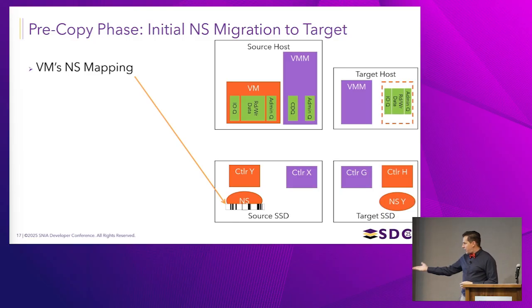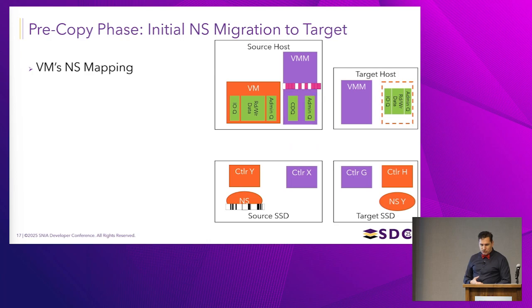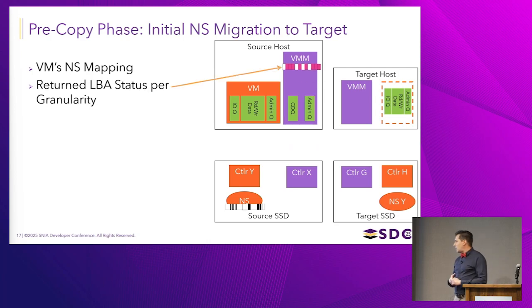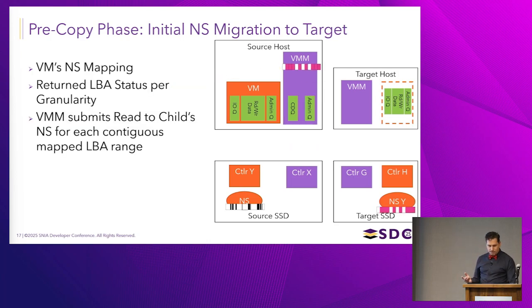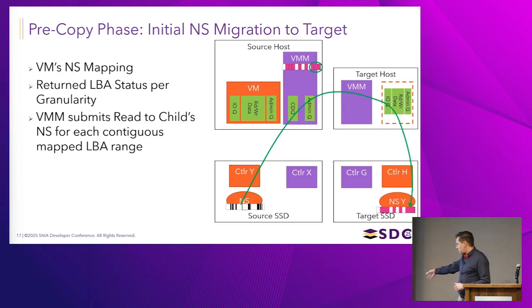So I diagrammed what might be a namespace mapping down here in the bottom, source SSD. And we're able to get that granularity reporting where there's data to the VMM. And it's able to submit each of the reads and move them over to populate the namespace Y. You'll notice that the VMM is able to know the granularity of that source SSD. Over here on the destination target SSD, we've lost that, but it's not important. We're getting any potential data written from the host.